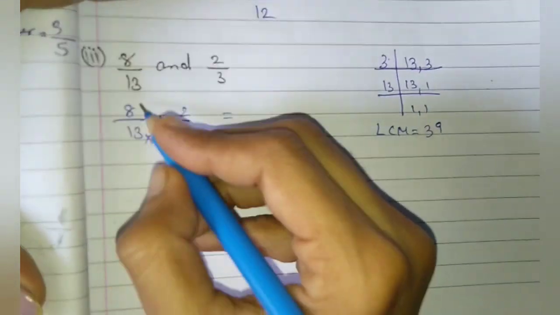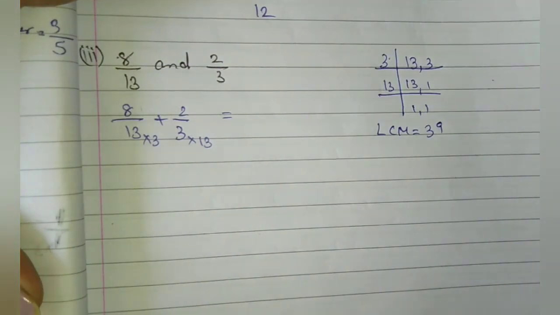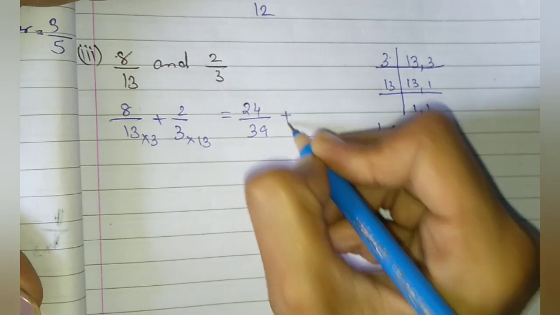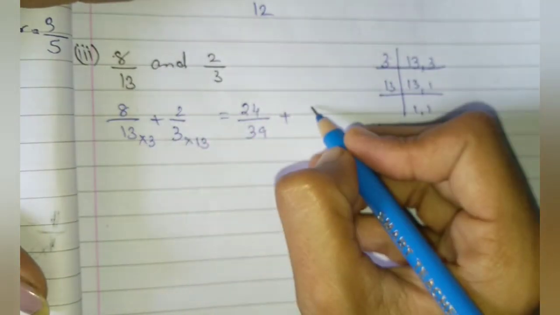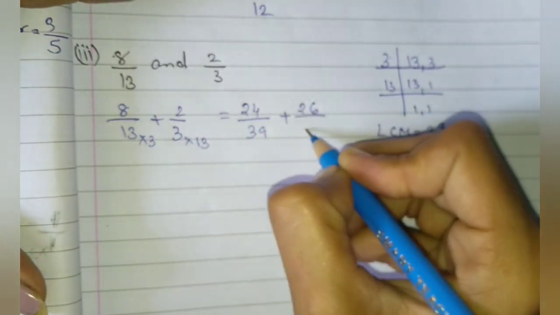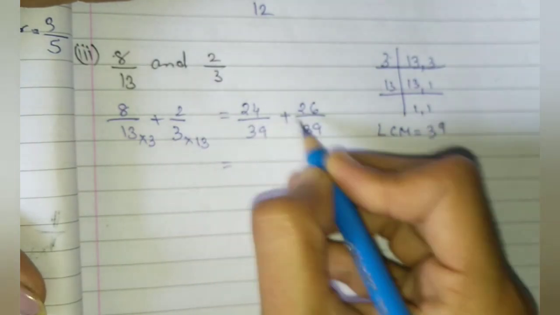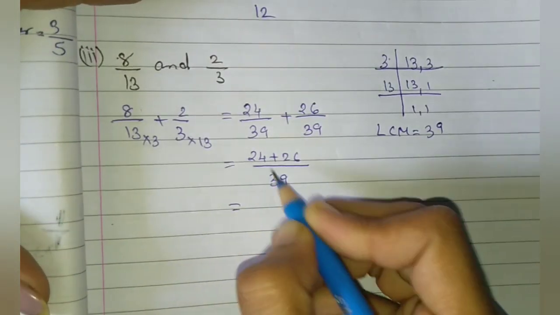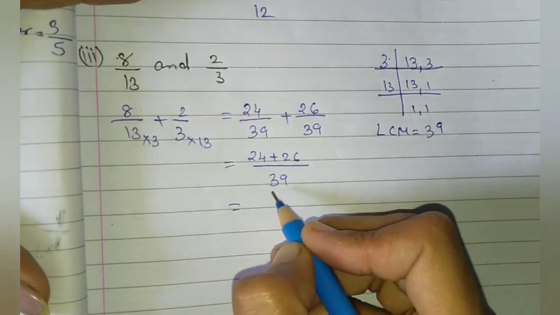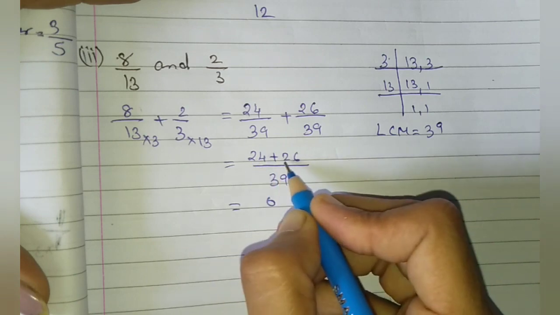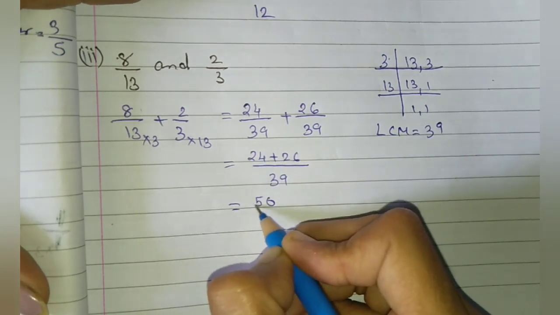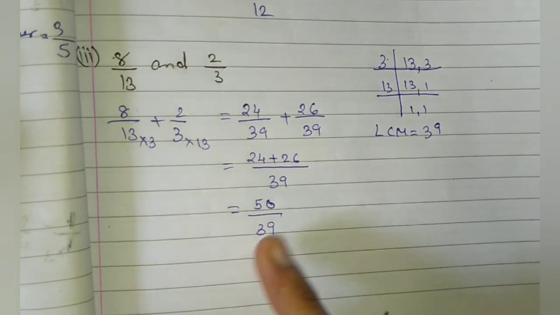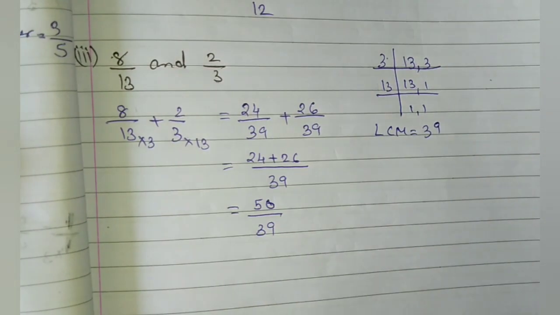So 8 into 3 is 24 upon 39 plus 13 into 2 is 26 upon 39. Now add the numerators upon 39. So 24 plus 26 is 50 upon 39. Now we can't cancel this, so the answer is 50 upon 39.